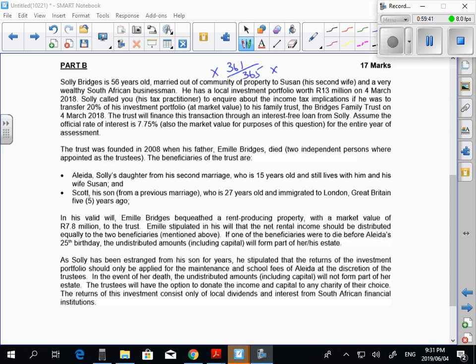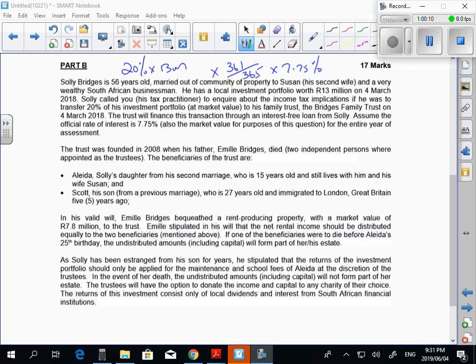So guys, Woolwich and the donation will be at the same rate, although they're not normally at the same rate. Woolwich is normally at a different rate. So times 7.75%. The trust will finance the transaction. So guys, he's transferring 20% of his investment portfolio. Are you guys comfortable with that? So 20% of the 13 million rand market value investment portfolio.